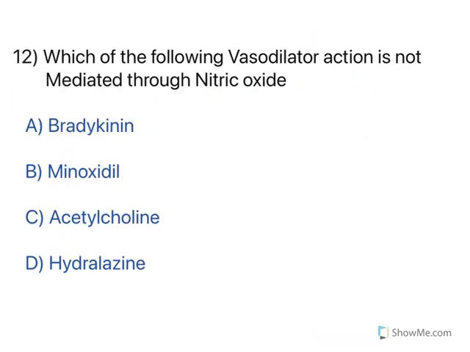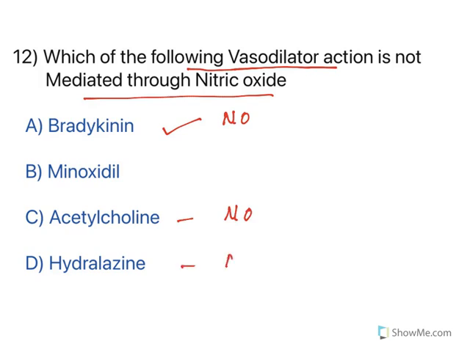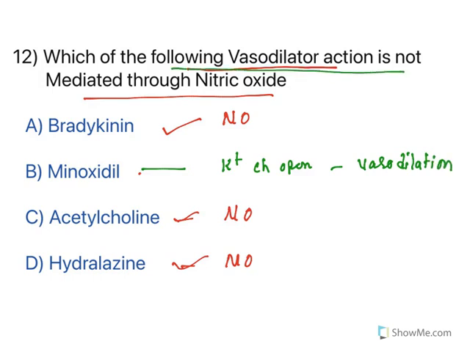Moving to the next one. Which of the following vasodilator actions is not mediated through nitric oxide? Bradykinin. When you see the mechanism of action, it releases nitric oxide. Acetylcholine indirectly releases nitric oxide. Hydralazine releases nitric oxide. All the three are related to nitric oxide. What is not? Minoxidil. Now, how does minoxidil act? Minoxidil is a potassium channel opener. When the potassium channel is opened, it causes vasodilation. So, what is the question about? The question is, which of the following vasodilator actions is not mediated through nitric oxide? It means it is minoxidil. So, option B is the answer.